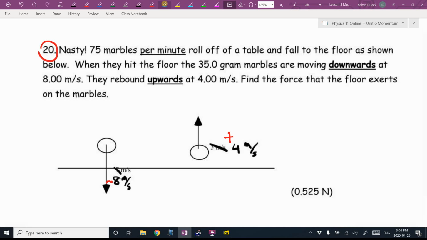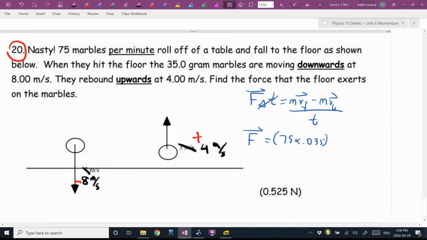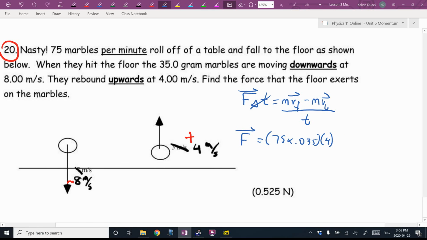I'm going to use the idea that impulse equals change in momentum. Force times time equals mv final minus mv initial. And then to get the F by itself, I just divide by time. Again, you could totally find the acceleration and go F equals ma. What's the mass? Well, it's 75 marbles, 35 grams each. So the total mass is going to be 75 times 0.035. V final is 4, and v initial is negative 8.